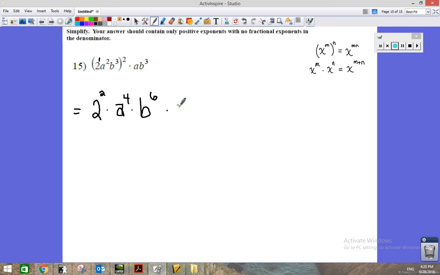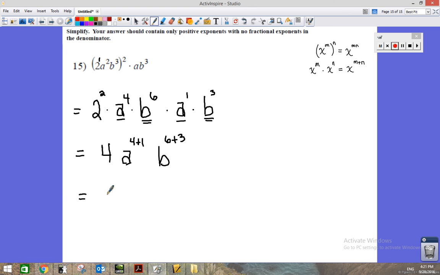Now over here we have an a, and I'm going to write that a to the first power, and then b to the third power. So the 2 squared means 2 times 2, which is 4. This a and this a, since it's multiplication, I'm going to add those exponents. And since this base is b and this base is b, and it's multiplication, I'm going to add those exponents.